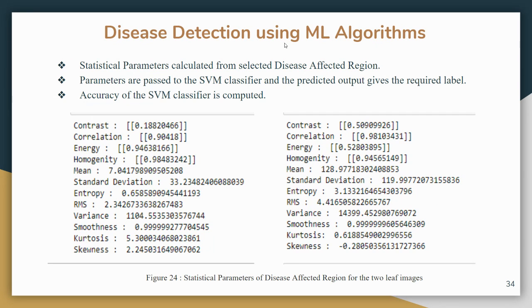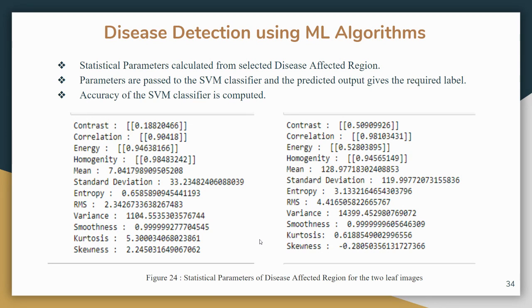Next comes the disease detection using the ML algorithms. Since we have already taken the region of interest from the three different clustered images, after we select the region of interest, we take the statistical parameters calculated from the selected disease. Here you can see the 13 features that are being calculated from the gray level co-occurrence matrix. These 13 features are then passed to the SVM classifier, and the predicted output gives the required label.